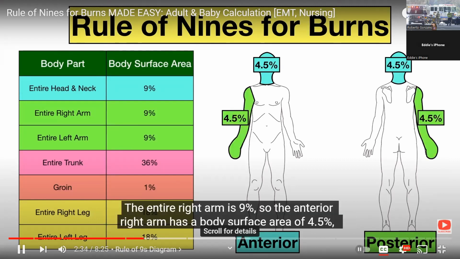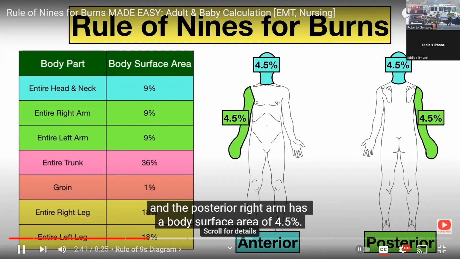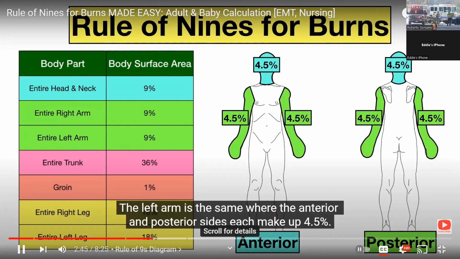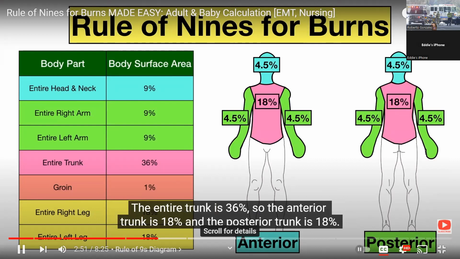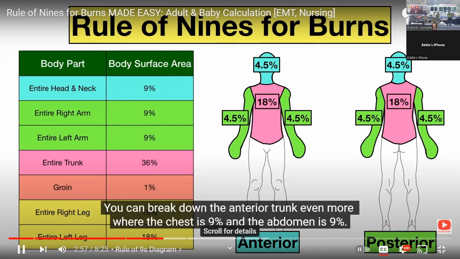The entire right arm is 9%, so the anterior right arm has a body surface area of 4.5%, and the posterior right arm has a body surface area of 4.5%. The left arm is the same, where the anterior and posterior sides each make up 4.5%. The entire trunk is 36%, so the anterior trunk is 18%, and the posterior trunk is 18%. You can break down the anterior trunk even more, where the chest is 9% and the abdomen is 9%.